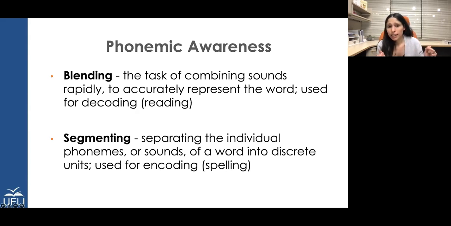Segmenting just means separating individual sounds, or phonemes, in words. So for example, the word fish, you'd be able to separate or segment each of those sounds. And this is the skill that students need to encode or spell a word. When students want to spell the word fish, they need to be able to hear the whole word, break it into its individual sounds, and then represent each sound with the graphemes. So again, these two skills, blending and segmenting at the phoneme level, are the ones that we should spend a lot of instructional time targeting.